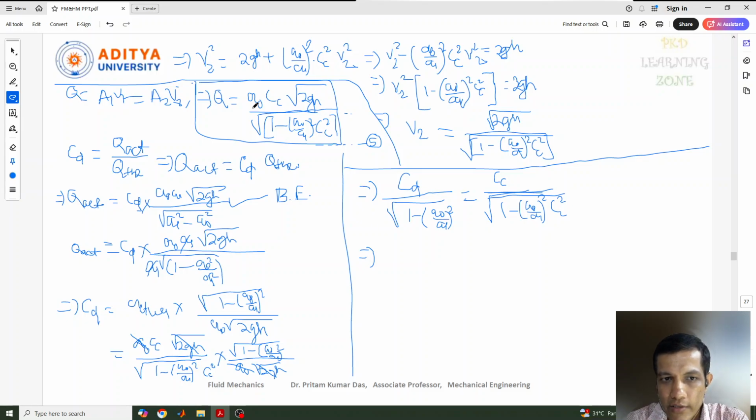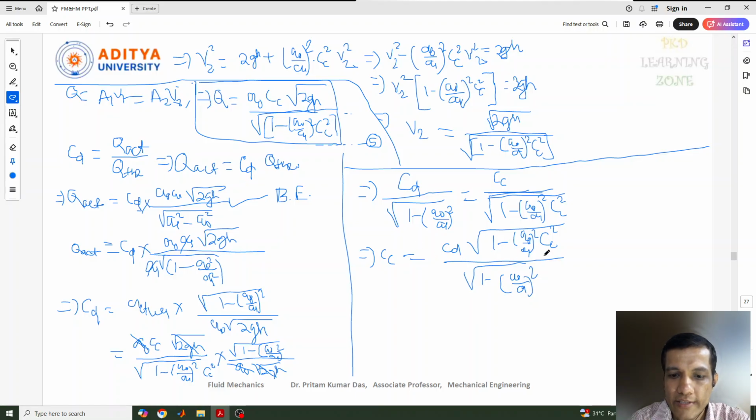Since Cc is there and I don't want to keep Cc here, I'll change this value. So I'll write Cc equal to, taking it to this side, Cd times root over of this squared, and in the denominator it will be there as usual, 1 minus a naught by a1 squared. This derivation is a little bit lengthy, but if you remember the steps, it will be easy for us. Now this is the value of Cc.